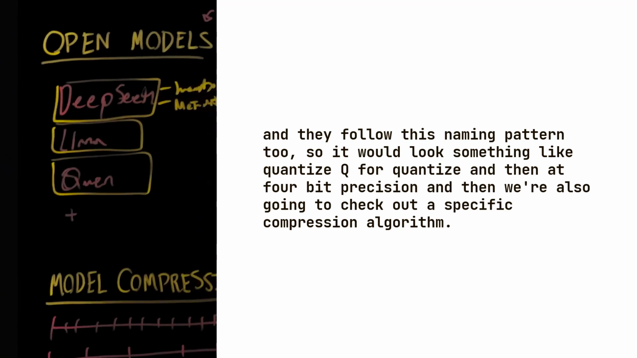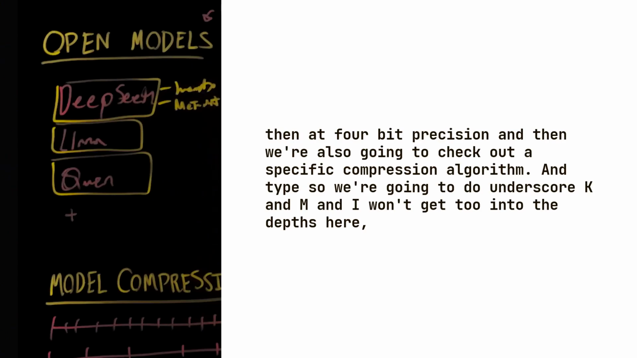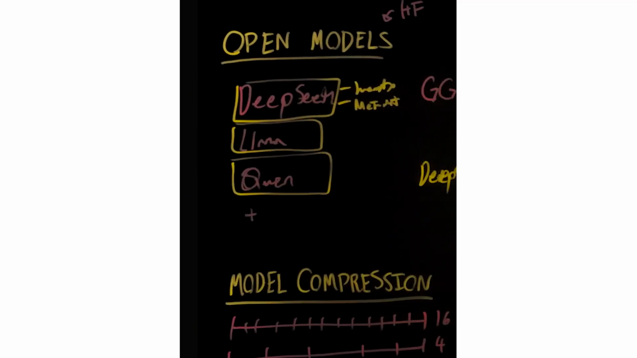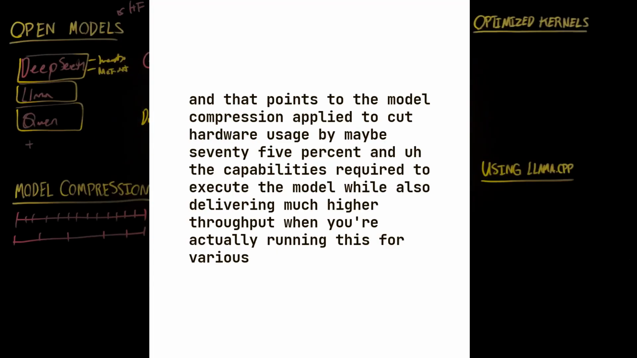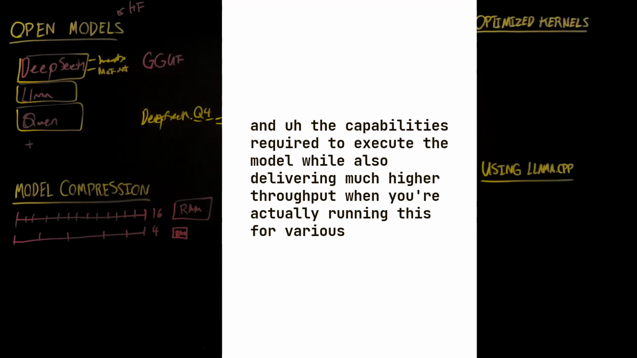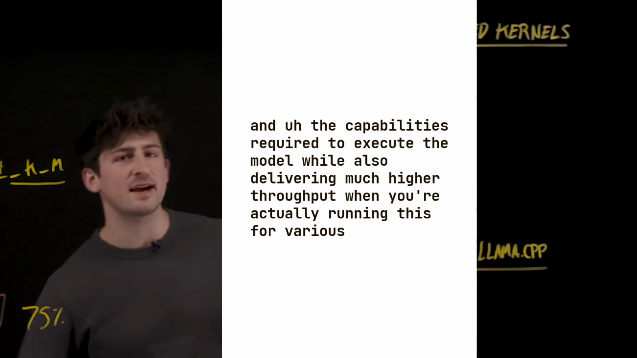And then we're also going to check out a specific compression algorithm and type, so we're going to do underscore K and M. I won't get too into the depths here, but this is just the quality tuned variant you usually find when browsing open source models online. And that points to the model compression applied to cut hardware usage by maybe 75%, and the capabilities required to execute the model while also delivering much higher throughput when you're actually running this for various jobs.